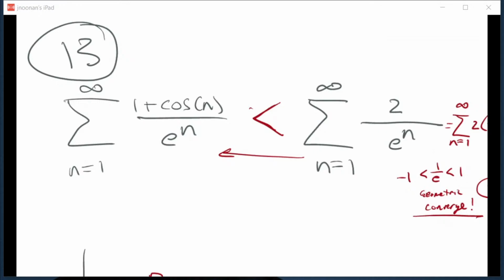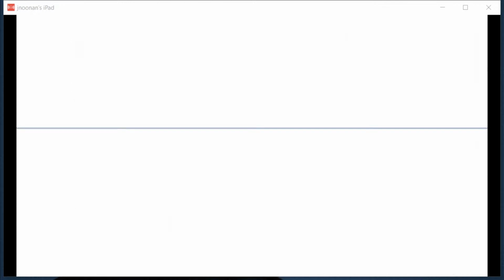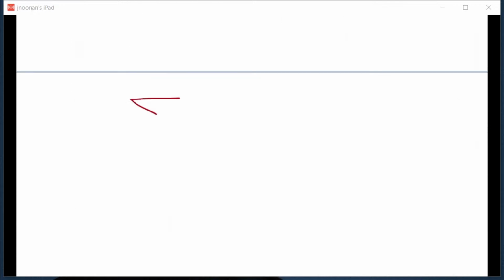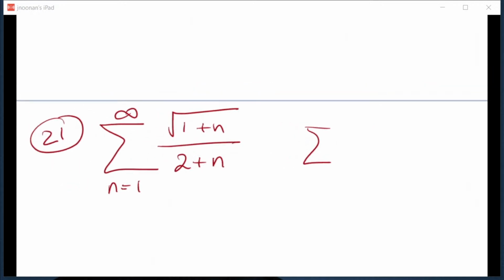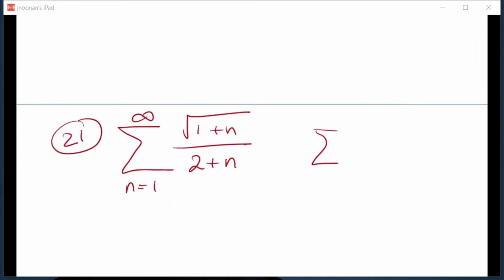Okay, let's take a look at 21. So 21 looks like this: the square root of n, plus 1, over 2 plus square root of n. Let me remind you of the shortcut way to figuring out what you're going to use for your comparison. You pick the biggest thing in the numerator and the biggest thing in the denominator, and you make a fraction.